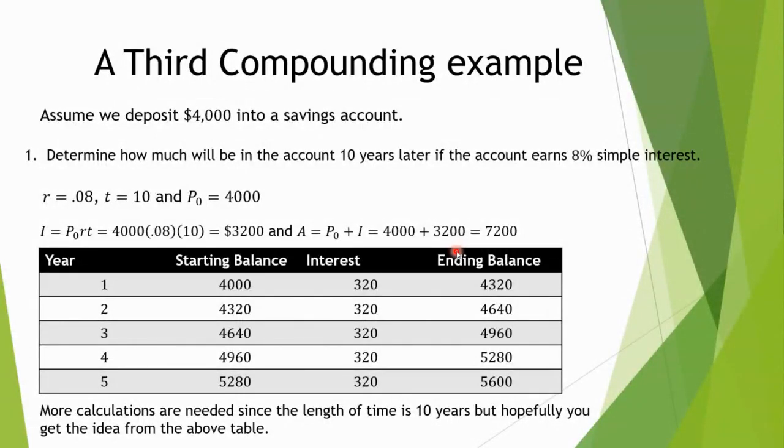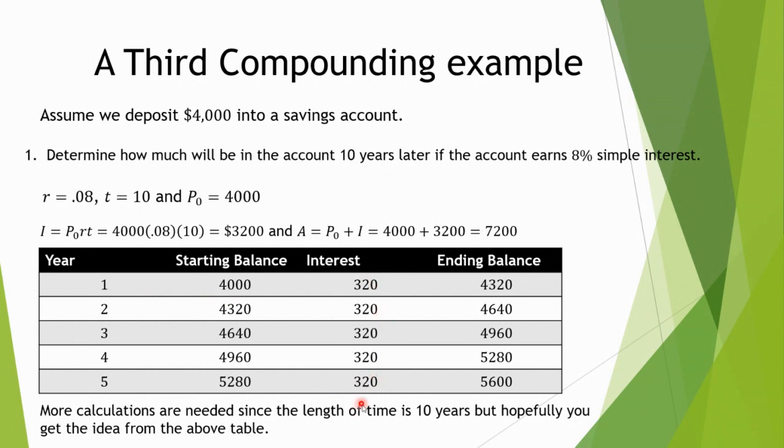I just did the first 5, just to illustrate what's happening. But it's really just like the first example. We have a starting balance, which in this case is 4,000. We get the interest initially, and that interest amount doesn't change. We just keep adding it on each year, as you can see.